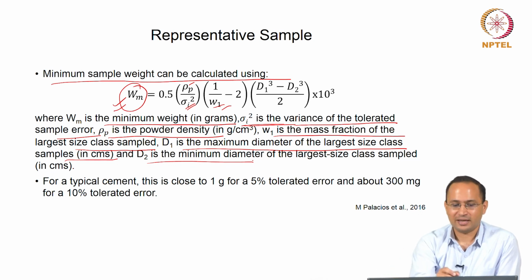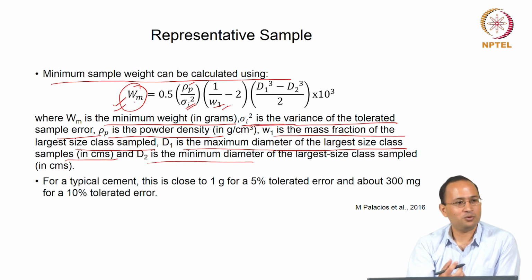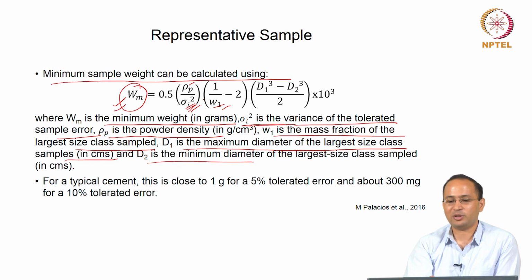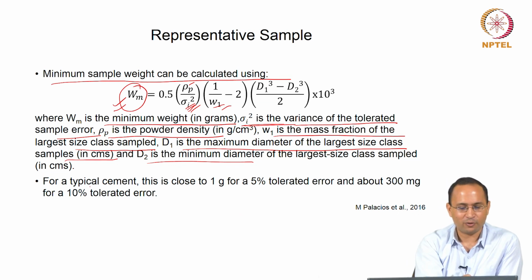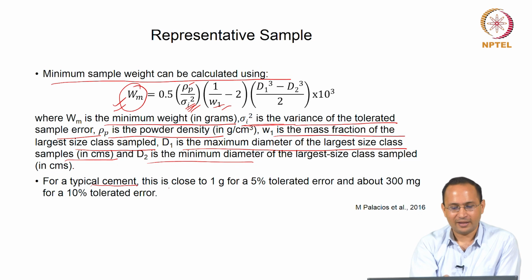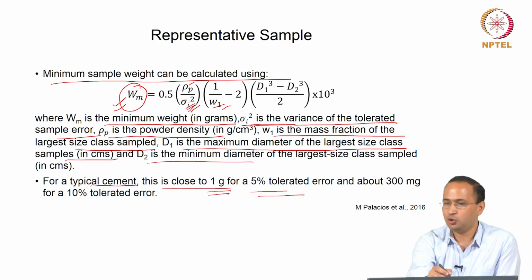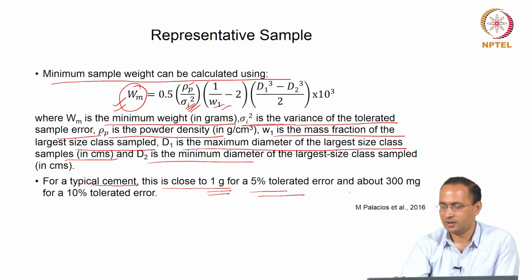Once you know this, you can determine the minimum sample weight for a given variance of the tolerated sample error. For example, for a typical cement, this is close to 1 gram for 5% tolerated error. If you want 5% tolerated error, you know the sigma, you know the rho, and you know all these quantities based on your particle size distribution. So, you need 1 gram for 5% tolerated error.